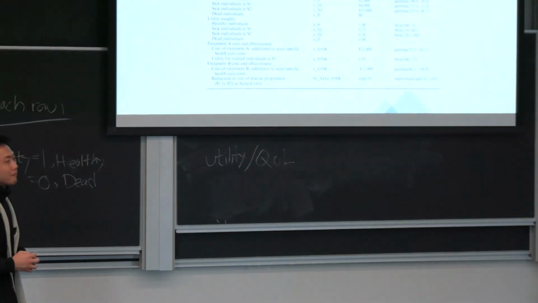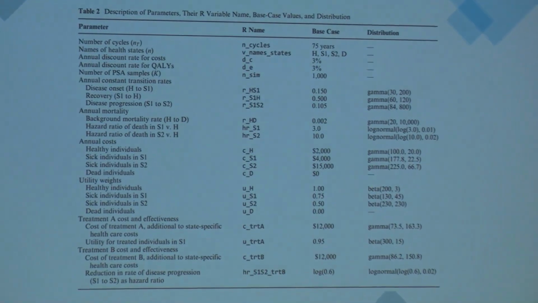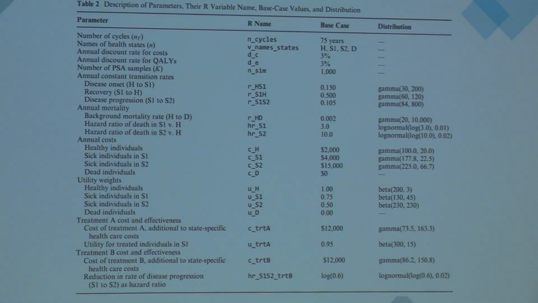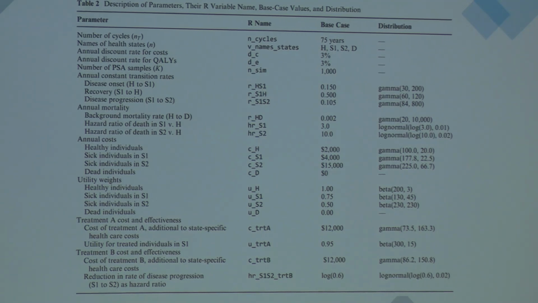And maybe a brief explanation about this description of parameters, their R variable names, their base case values and distributions. This is very important. As I've mentioned before, we start from people 25 years old, ending at 100 years old. So we have 75 cycles, just 100 minus 25. And the health states, I've already said before. We also assume the discount rate, which is just a synonym for inflation. We are assuming a 10% rate. And the number of individuals in the cohort is 1,000.